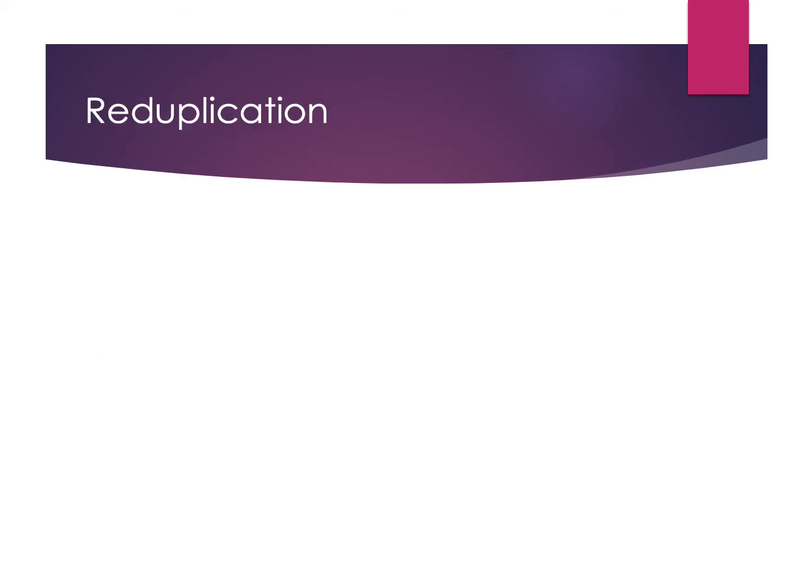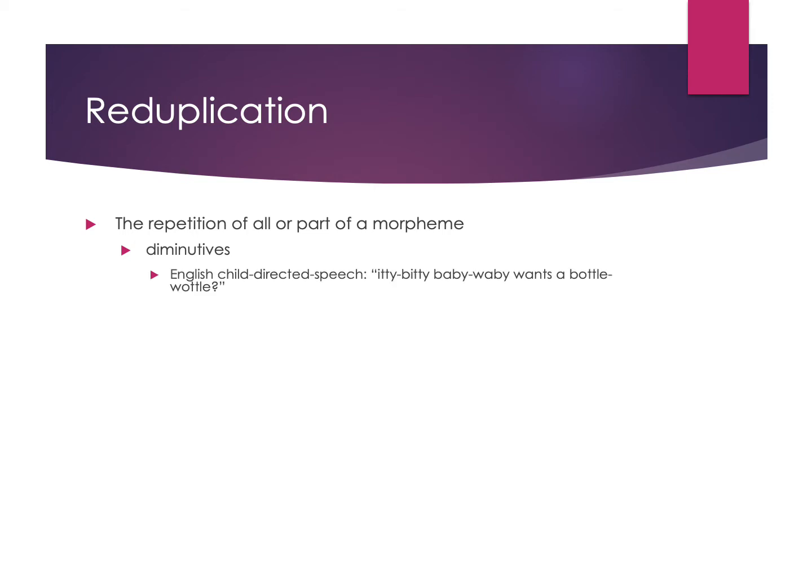Another common process that happens in some languages is known as reduplication. In that word, you hear duplicate, and this is exactly what's happening. We're repeating either all or part of a morpheme for particular reasons. The most common reasons that we see this in languages of the world are things like creating diminutives, so smaller versions of something. We do this in English with child-directed speech, so itty-bitty would be an example of that, where we're repeating part of the syllable, part of the word, in the way that we're speaking when we're using child-directed speech. In Hebrew, they use this for diminutives in their grammar.